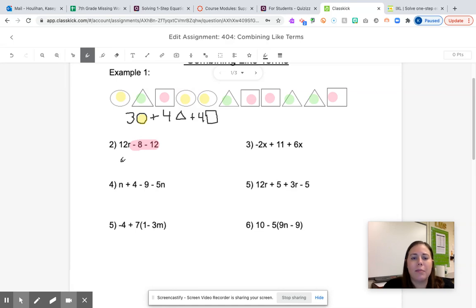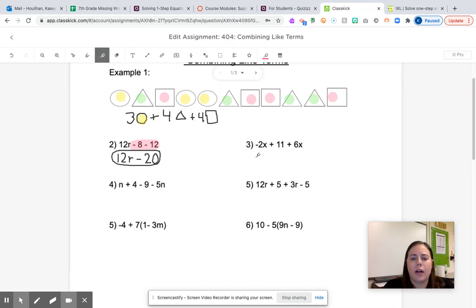And when I say put together, I mean add. So 12r, we can't do anything with that, so I'm just going to write it down here. And then we have negative 8 plus negative 12. When you add those together, that will give you a negative 20. Okay, and that's it. That's all you have to do. I'm going to do a couple more, and you'll get the hang of it.